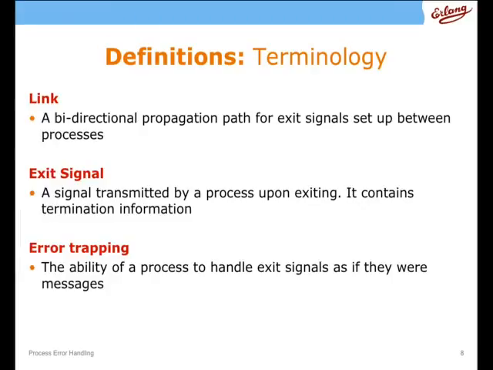So just to remind you of the terminology we've established, a link is a bidirectional propagation path for exit signals set up between processes. Recall that typically when we spawn a process, the spawning process links to the spawned process, but this is bidirectional, so if either of those dies, the other one will be killed. The mechanism for that process termination is the exit signal, which is transmitted by a process on exit, and which contains information about the precise reason for the process having terminated.